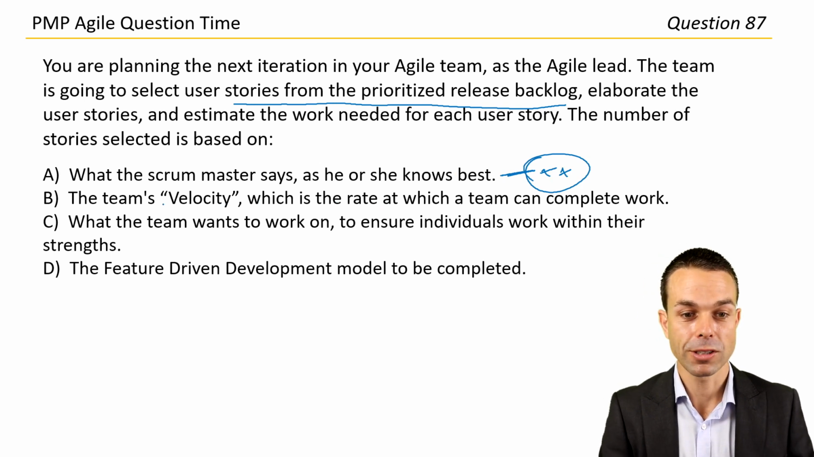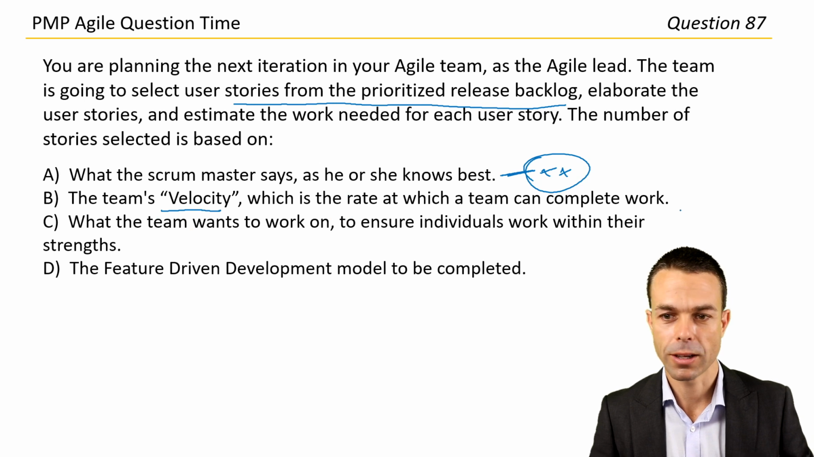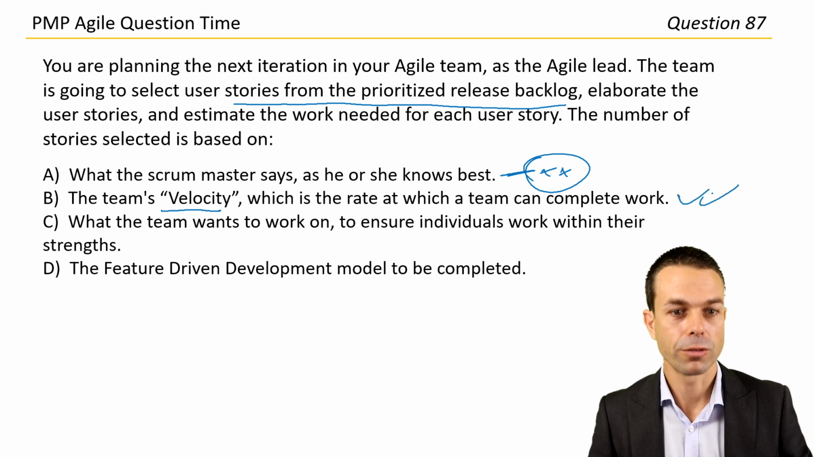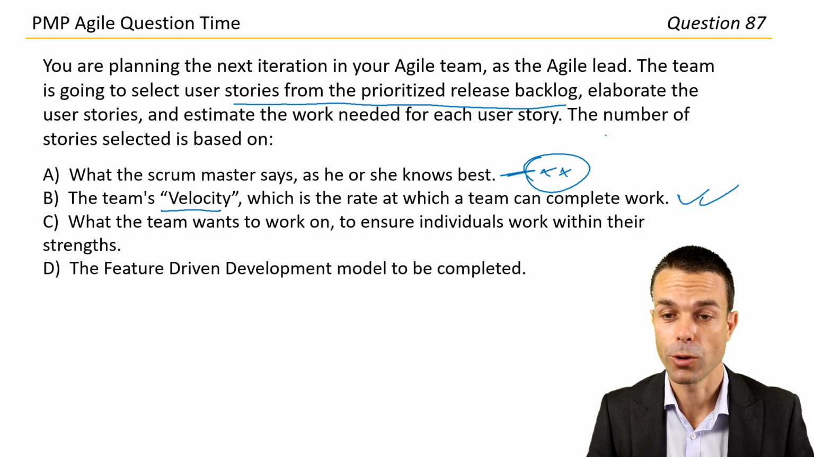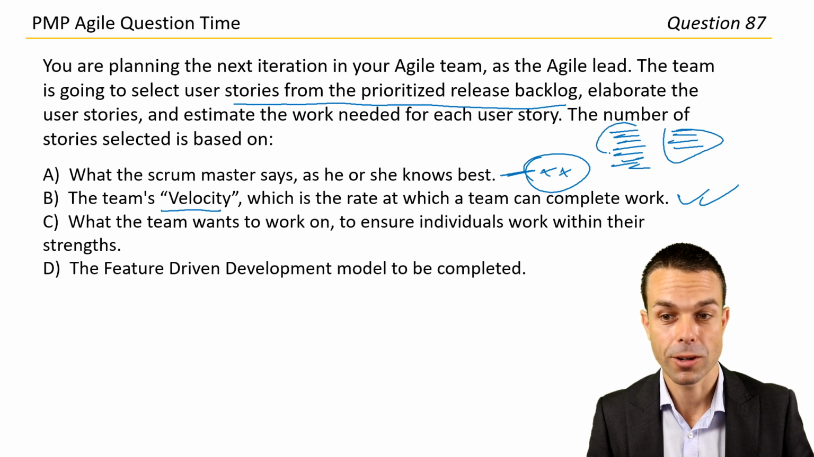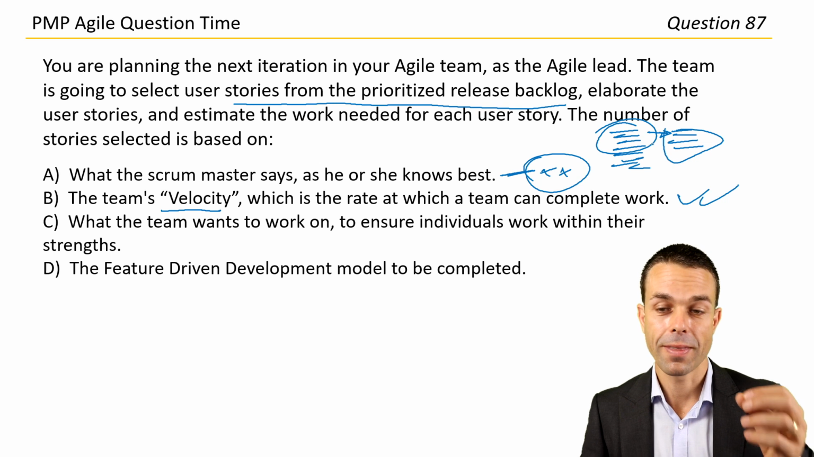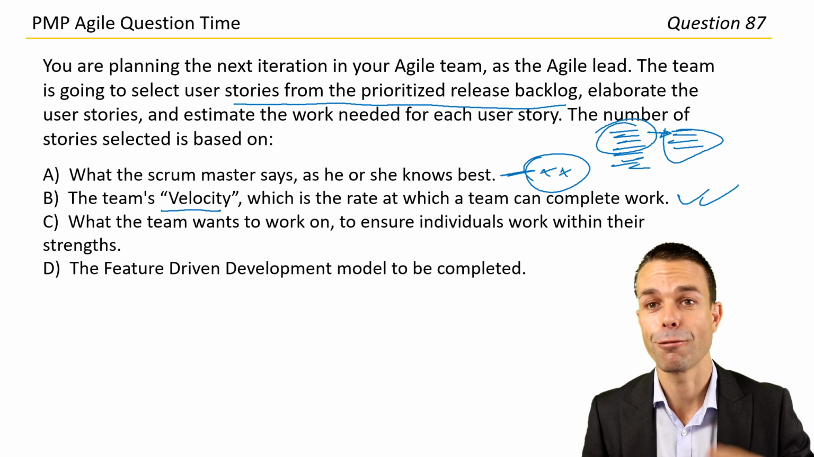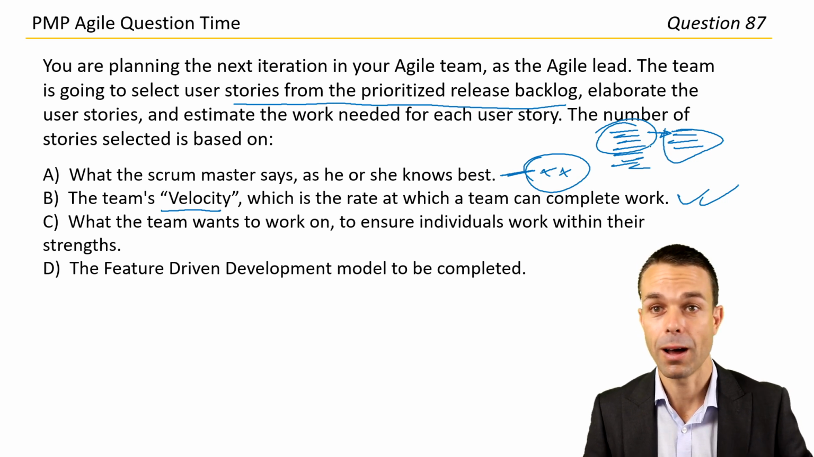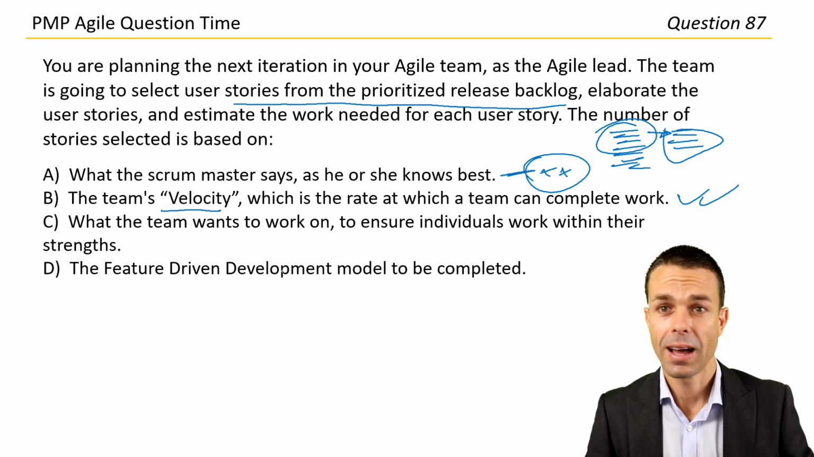The team's velocity, which is the rate at which a team can complete work. Yes. The number of stories. Yes, that's exactly it. So if we have 20 stories in the backlog, but we know that we can get 5 stories done in an iteration, then we're going to take 5 stories and plan them for the upcoming iteration. That is our velocity of work, how fast we can do the work. And that's just based on the average of what we've completed over past iterations.